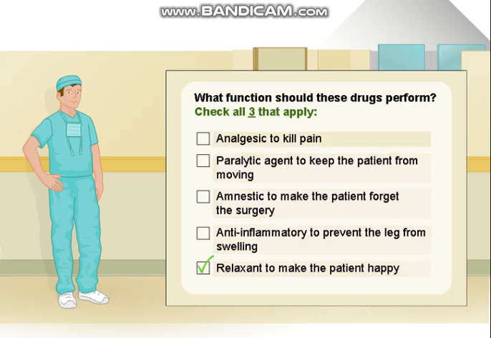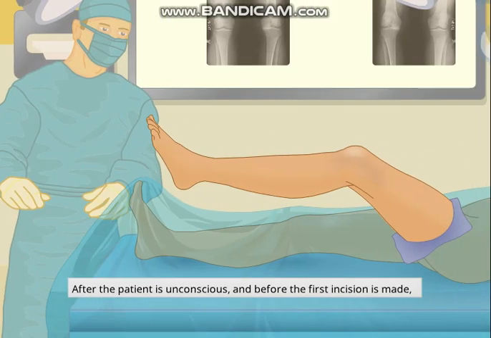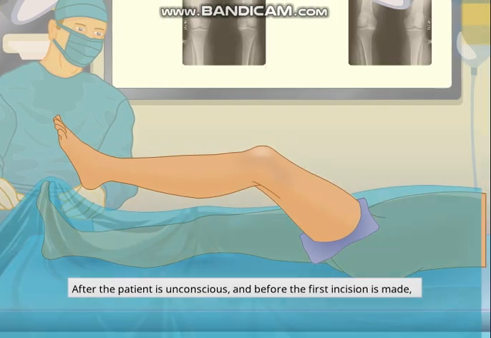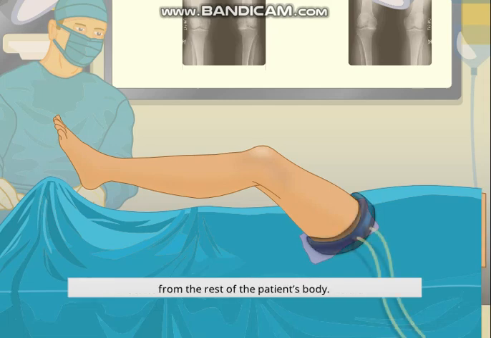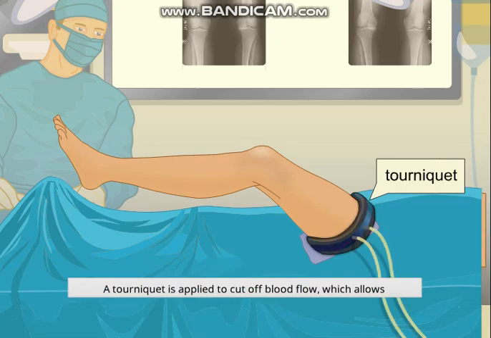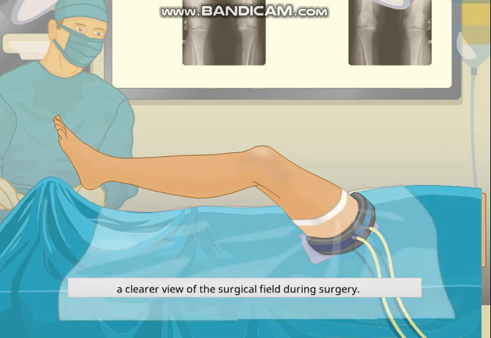Good work. After the patient is unconscious, and before the first incision is made, we need to establish a sterile field around the surgical area. A series of sterile drapes isolates the surgical field from the rest of the patient's body. A tourniquet is applied to cut off blood flow, which allows a clearer view of the surgical field during surgery.